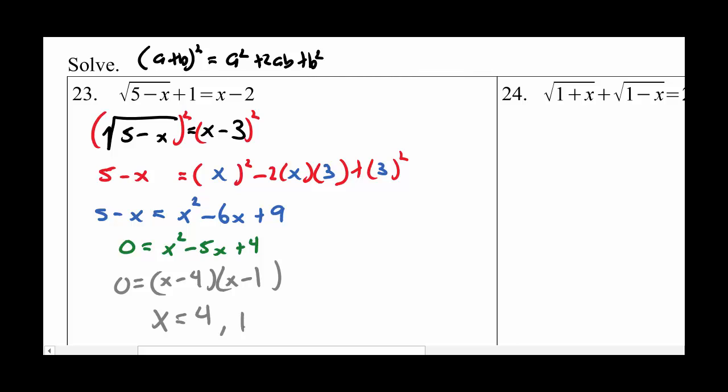Okay, so before we get too excited, we want to come back and double check this. So let's plug a 4 in here. Just kind of talk this through. So 5 minus 4 is 1, and the square root of 1 plus 1 is 2. Okay, so we get 2 on that side, and 4 minus 2 is 2. Okay, so 4 works. And let's check the 1. So 5 minus 1 is 4, so square root of 4 is 2, 2 plus 1 is 3, and 1 minus 2, oh, you see the problem? 1 minus 2 is a negative 1. So only the 4 checked out, so only the 4 was a valid solution.